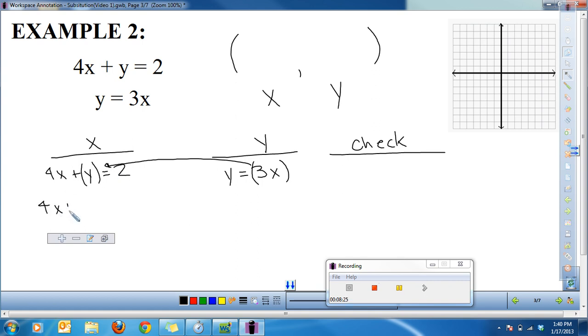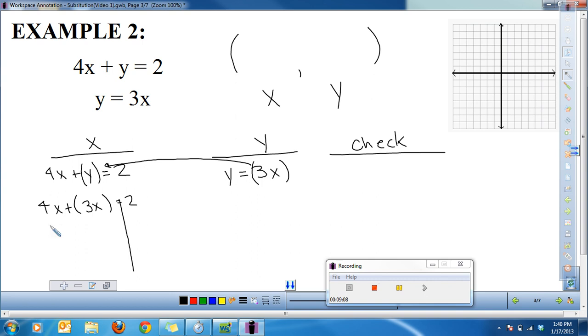I'm going to write what that looks like. 4x plus parentheses equals 2. I know that y is 3x. So I'm going to put 3x in for y. A couple of pointers that will help you avoid common mistakes. You are replacing y with 3x. The y is now gone. Once you get to this stage, there should be no more y's here. Because if a y was here, we wouldn't be able to solve for x. We're trying to eliminate y and get the x's to solve for x. So you're replacing this entire y here with 3x.